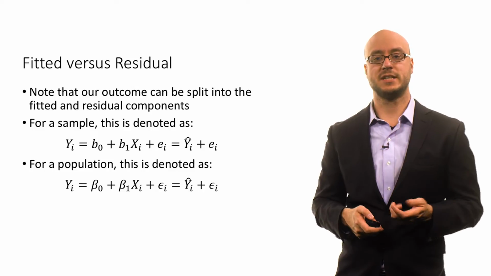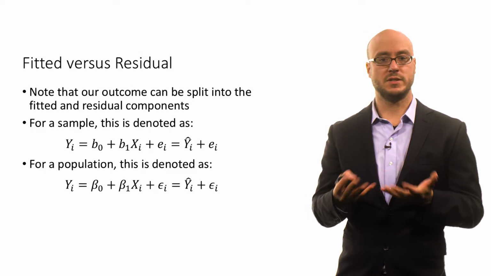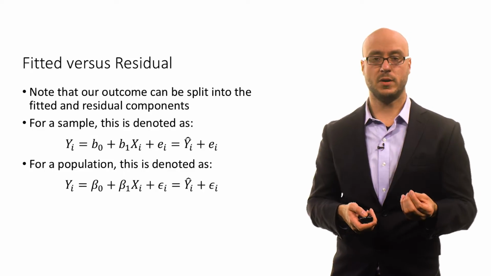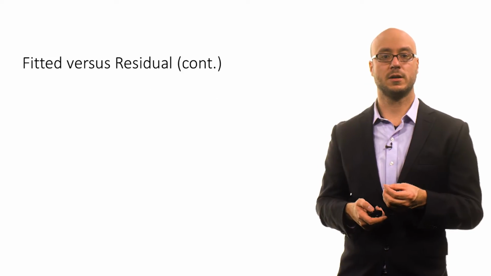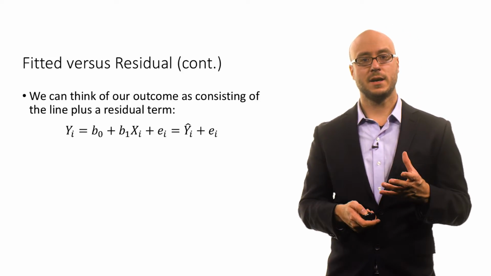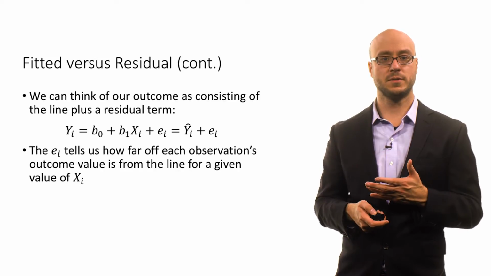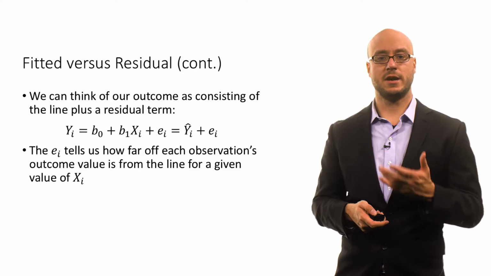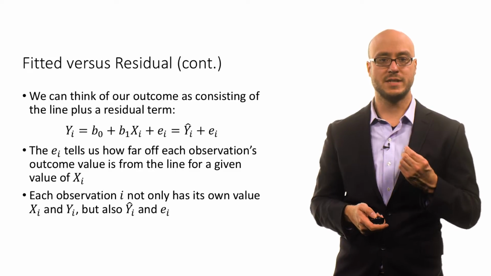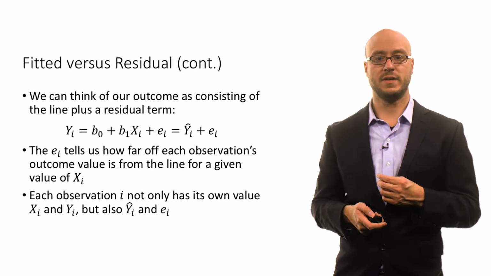For the population, we use a slightly different notation, but the same idea holds. You have a fitted component and a stochastic or error component. Now we can think of this outcome in terms of a line plus a residual term, in which these errors or residuals tell us how far off each person's outcome value is from the line for a given value of x.